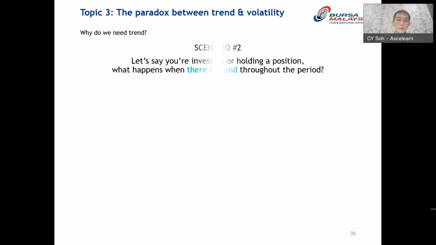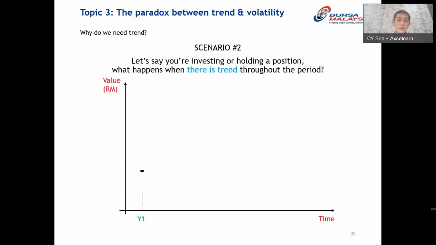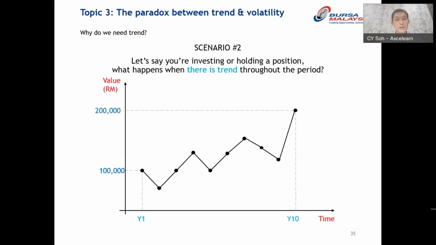Now, scenario 2 is the same thing. You invest 100,000, but in year 2, your investment value comes down to less than 100,000. Year 3 recovers back to 100,000. Then it comes down again in later years, and then year 10. So here we can see that if we compare scenario 2 with scenario 1, scenario 2 is considered as having higher volatility and higher return.